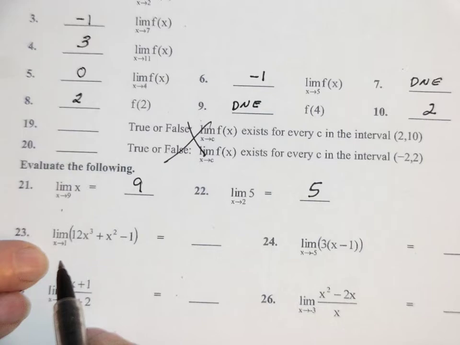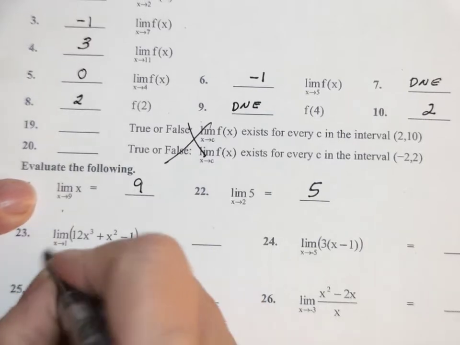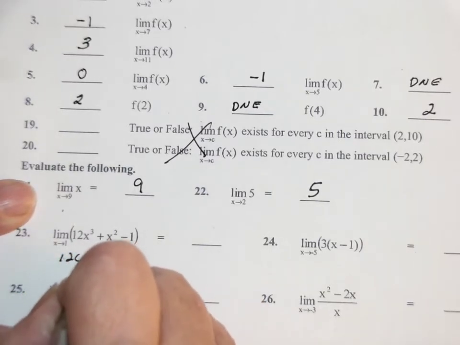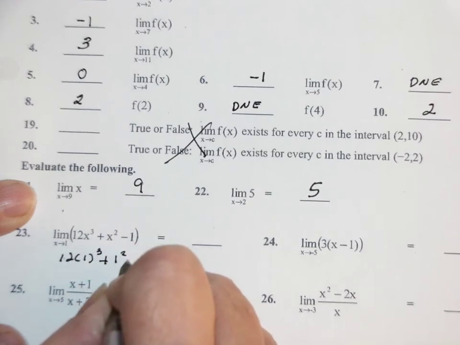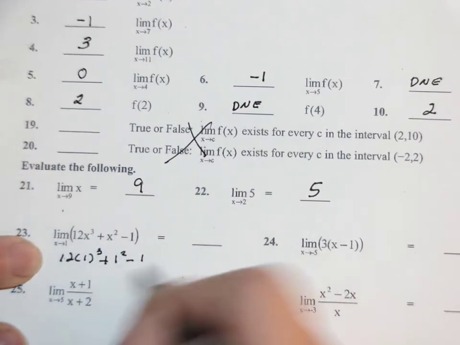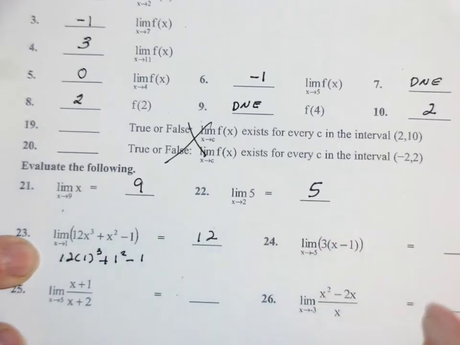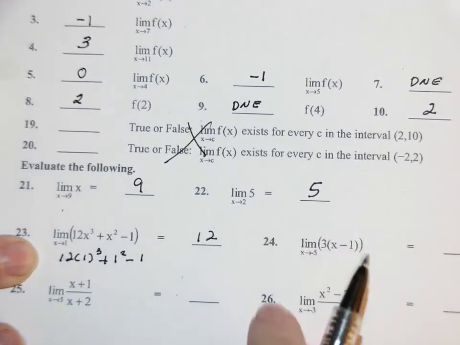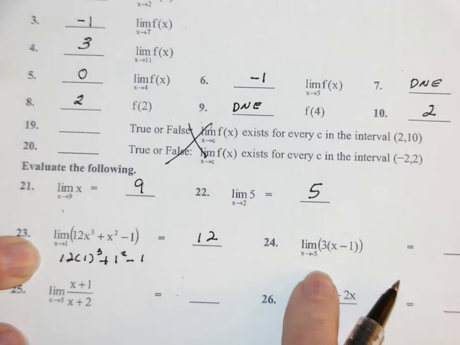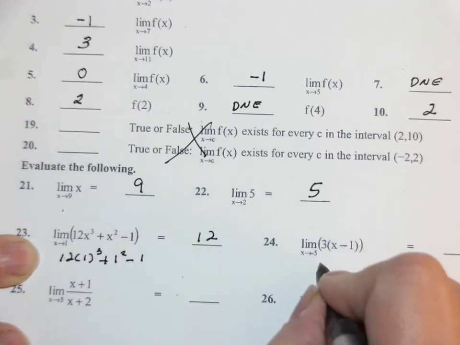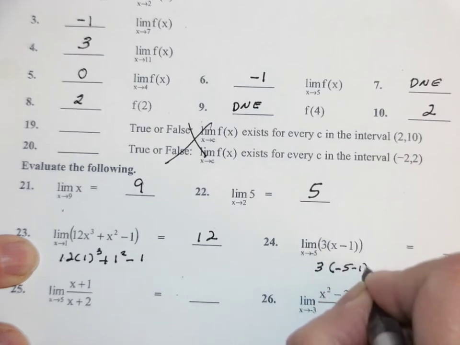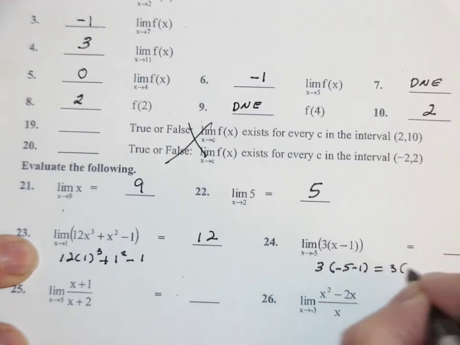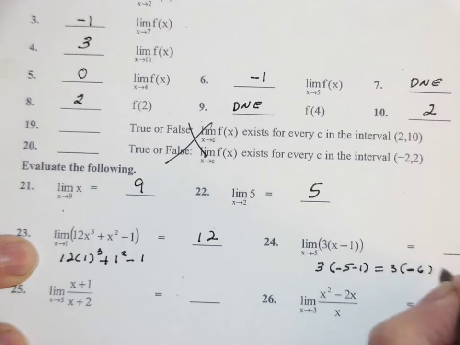Limit as x approaches 1 of this thing, well, that's 12 times 1 cubed minus or plus 1 squared minus 1, and it's just going to be 12. The limit as x approaches -5, plug it in, 3 times -5 minus 1, which is 3 times -6, or -18.